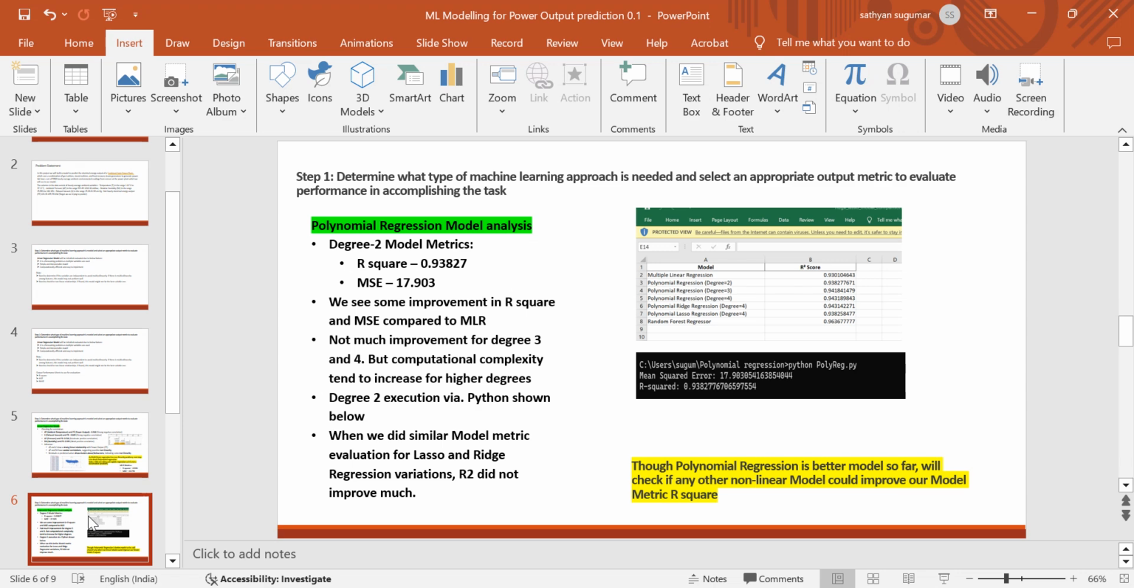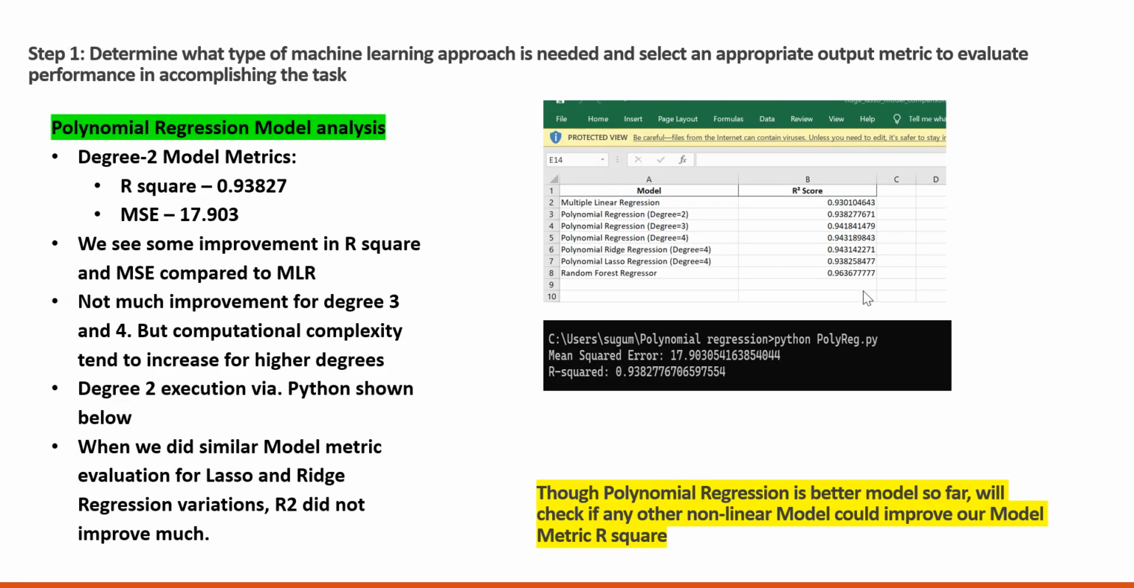And we found the R square and MSE for all those various variations. We can see that the R square for degree 2, 3, and 4 comes around 0.9394 and 0.943. So there is not much R square variation or improvement if the degree is increased. But we also know that as we increase the degree, the complexity of the model increases. So it's not worth the effort to increase the degree to get a better metric performance in this case.